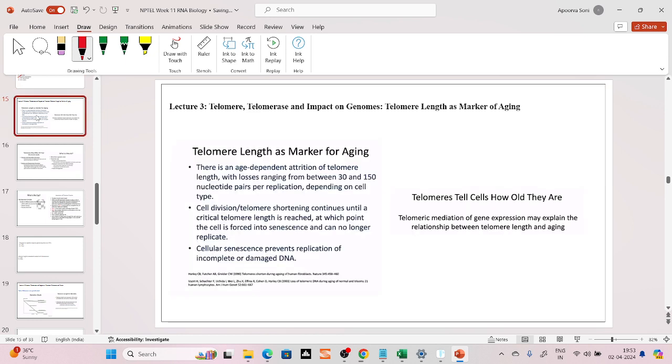lecture 3. So this week, mostly all the slides are focusing on telomeres and aging and a little bit about cancer. It might look a little repetitive, but as many times as we read about it, it will make our concepts clearer. Okay, so telomere length as marker for aging. Okay, telomere length as marker for aging.